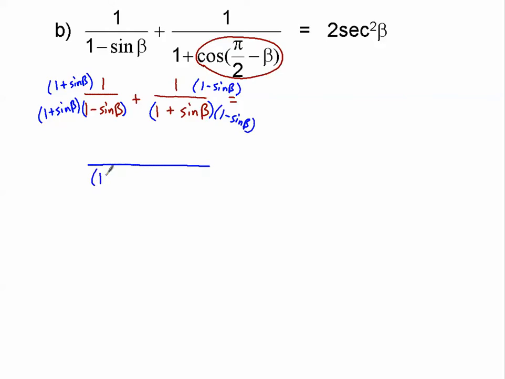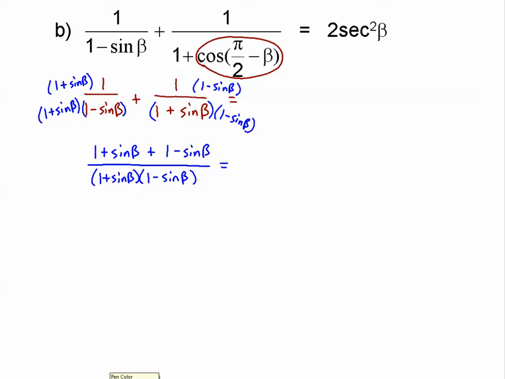I'm going to leave them in factored form. I had hinted in another tutorial that I always leave them in factored form at first until I realize that the factor will not cancel away. Then I might FOIL or distribute. But I'm going to leave them in factored form for a couple steps to see what happens. Up in the numerator, I've got 1 plus sine times 1. Well, that's just 1 plus sine. Plus, this numerator, I've got 1 times 1 minus sine. So that's 1 minus sine. So that's where I am now.